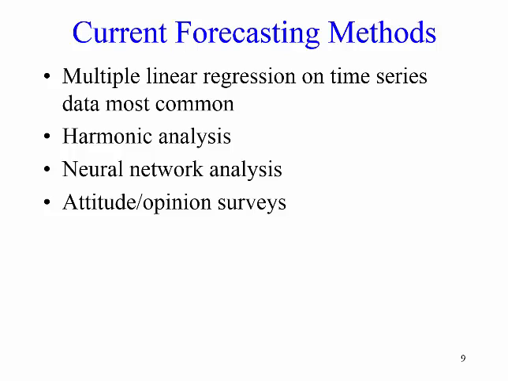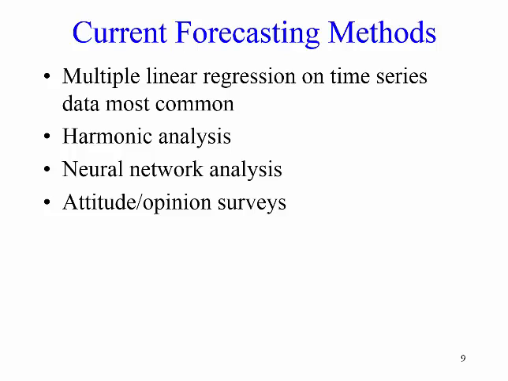The first is multiple linear regression on time series. This is the most common method in use, and we will look at its advantages and shortcomings. Then we will look briefly at harmonic analysis, which is a variant mathematical approach to forecasting cycles into the future. Thirdly, we will look at neural network analysis, and then finally we will review the value or otherwise of attitude and opinion surveys.